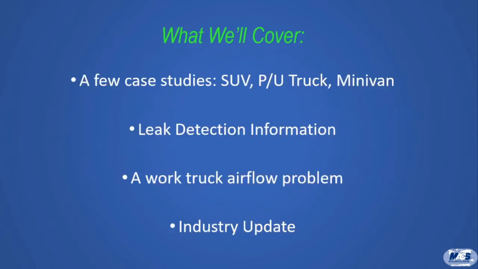Let's take a look at the topics we'll cover today. First, we'll begin with a few case studies that include an SUV, a popular pickup truck, and a family minivan. We'll also learn about leak detection and an interesting airflow problem that was found in a job site work truck. Then we'll get an industry update that includes EPA and refrigerant regulations, Section 609 certification, and R-1234yf purchase restrictions.